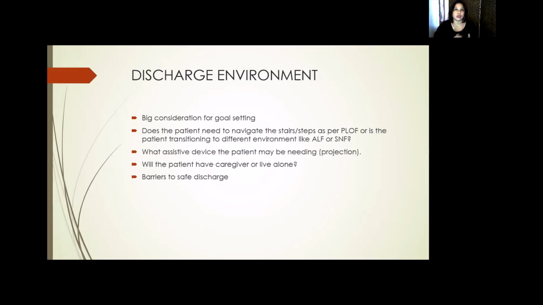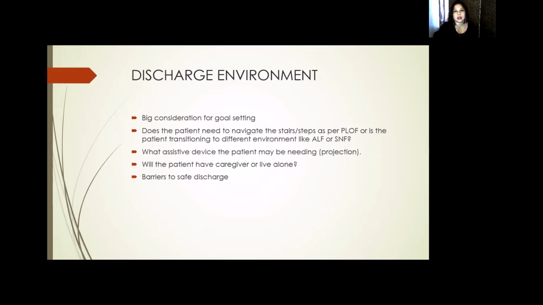So we ask this during evaluation: do you have a wheelchair, do you have a walker or a cane? So that during discharge planning, if the patient already has a walker or cane, then we don't need to order those devices for the patient.